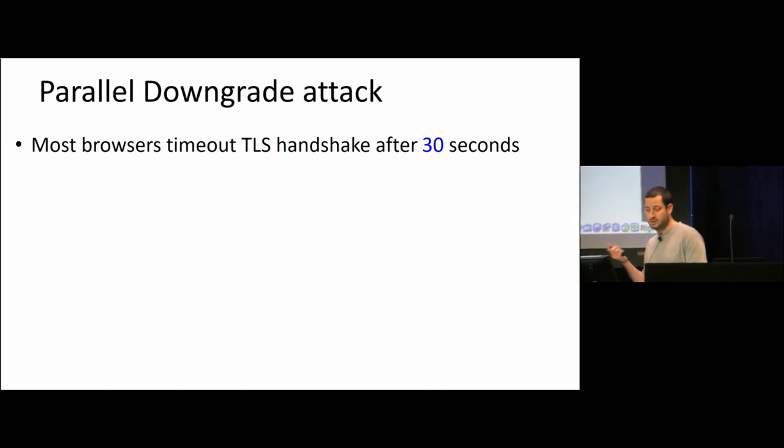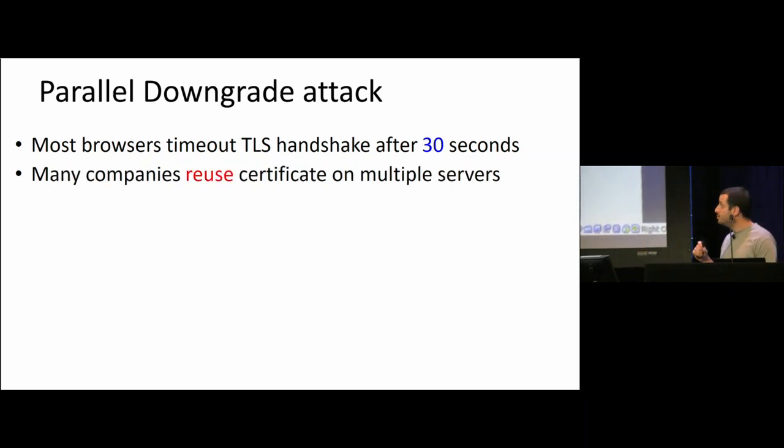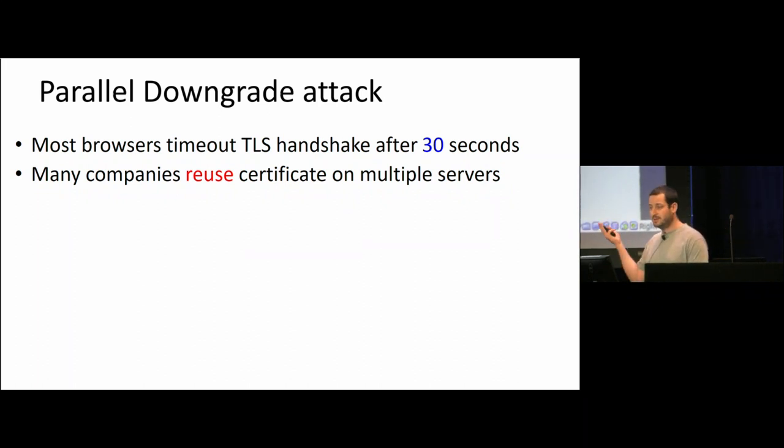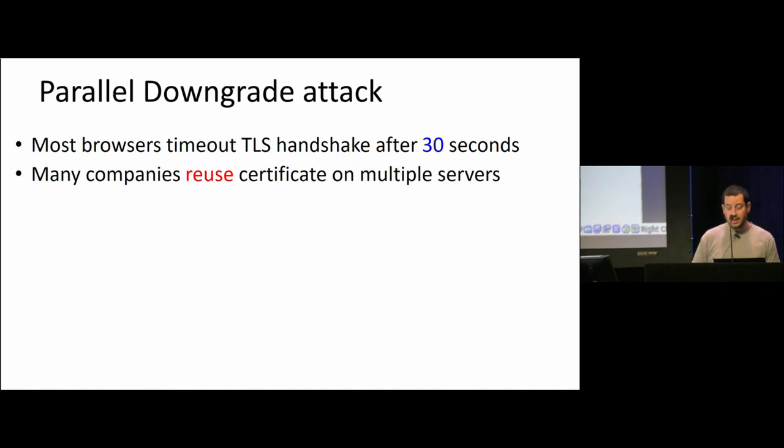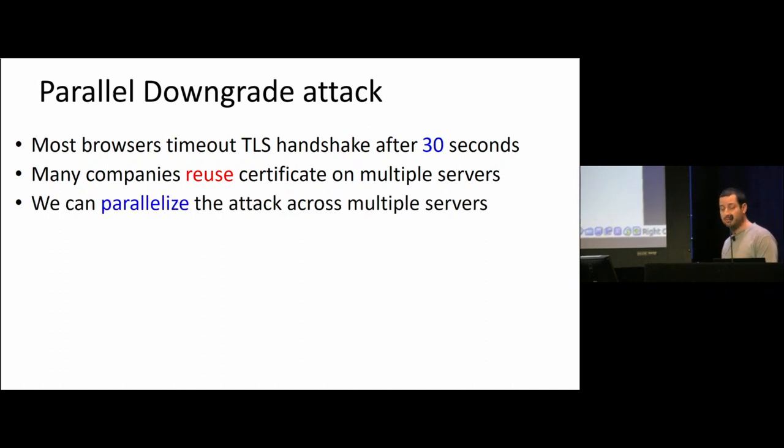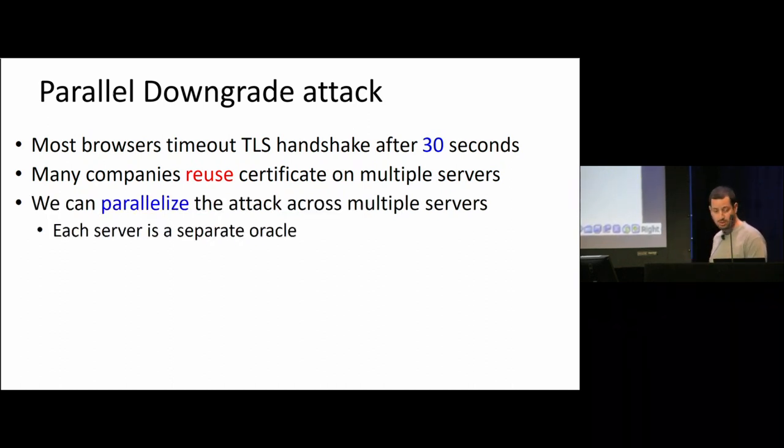And the problem, again, is that most browsers will time out after 30 seconds. And we can still use the interesting fact that many companies have multiple servers around the world, and they usually reuse the same certificate over those multiple servers. So they reuse the same keys, the same RSA public and private keys. And this is even true for companies that are certificate authorities by themselves and can simply generate more keys. But this is something that's commonly done. And now we can actually parallelize the attack across those multiple servers. Each server is going to be a separate oracle.